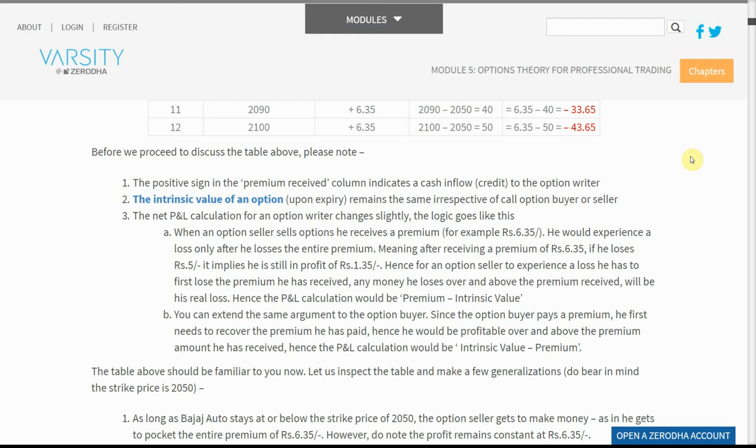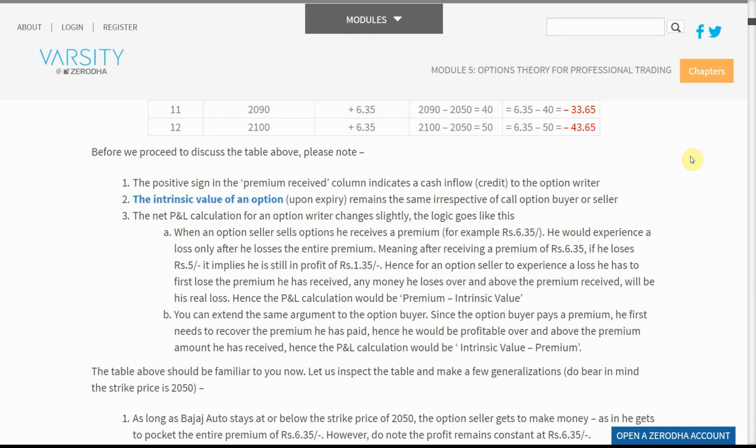You can extend the same argument to the option buyer. Since the option buyer pays a premium, he first needs to recover the premium he has paid. Hence, he would be profitable only over and above the premium amount he has paid. Hence, the P&L calculation would be intrinsic value minus premium. The table above should be familiar to you now. Let us inspect the table and make a few generalizations to bear in mind.